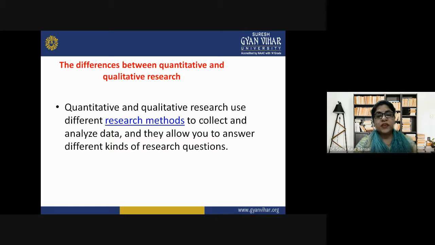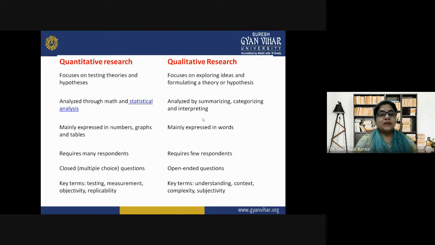So quantitative and qualitative research use different research methods to collect and analyze data, and they allow you to answer different kinds of research questions. Just see my screen, students, there is a difference given in front of you, quantitative and qualitative research. So first one is focusing on testing theories and hypotheses, but qualitative research focuses on exploring more ideas and formulating a theory or hypothesis.